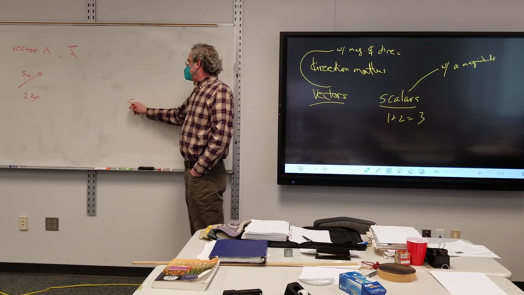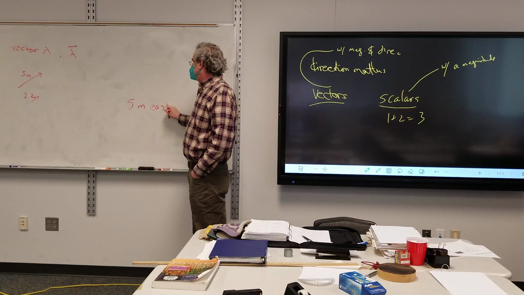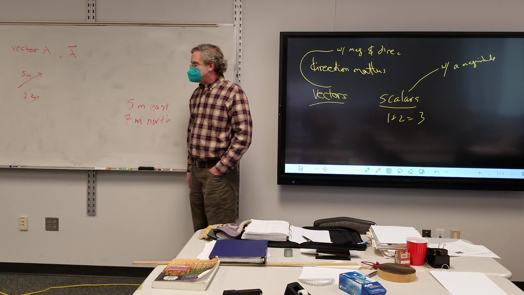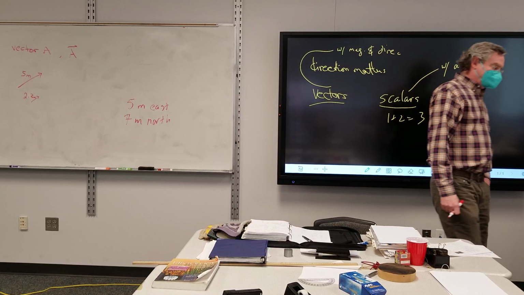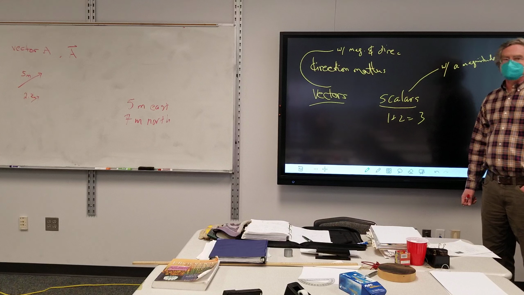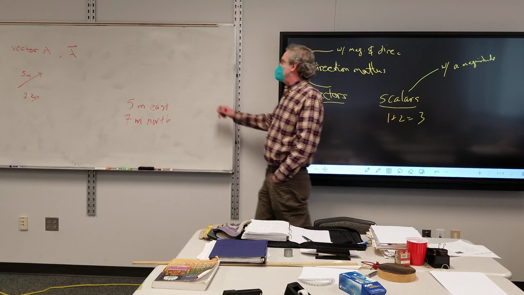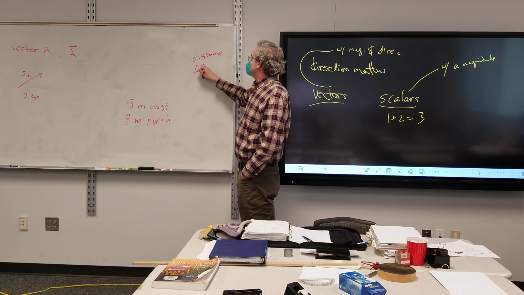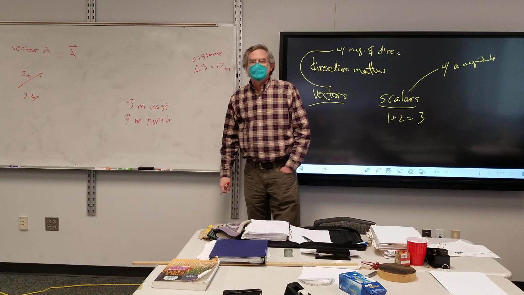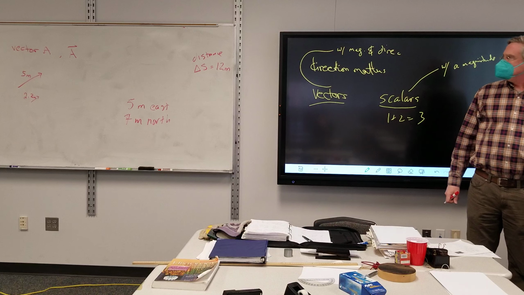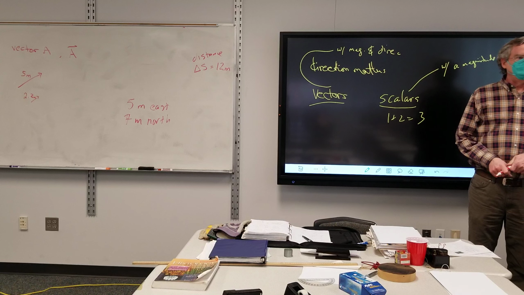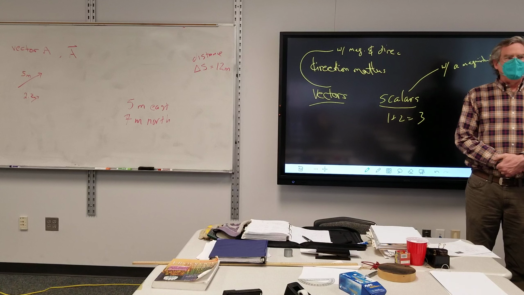So if I walk 5 meters east, and then I walk, let's go 7 meters north, how far have I walked? 12 meters. The distance I traveled is 12 meters. Where am I relative to where I started? How would you figure it out?